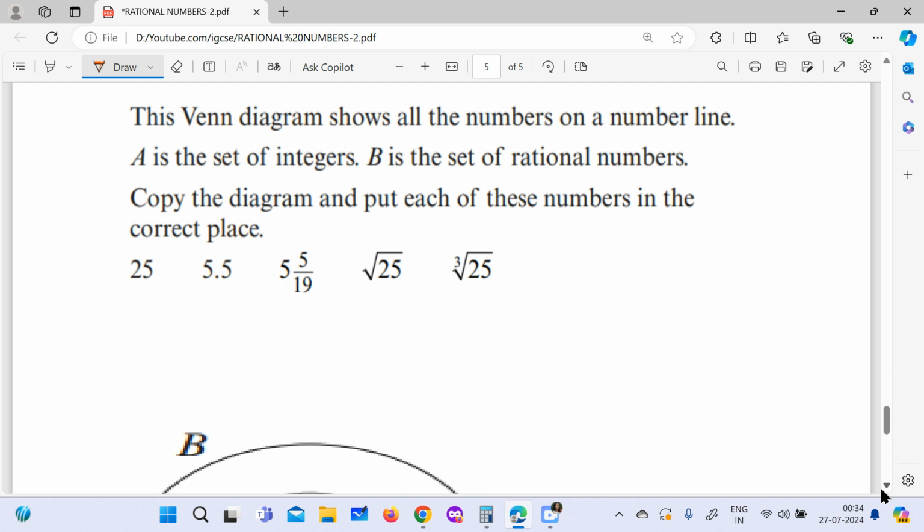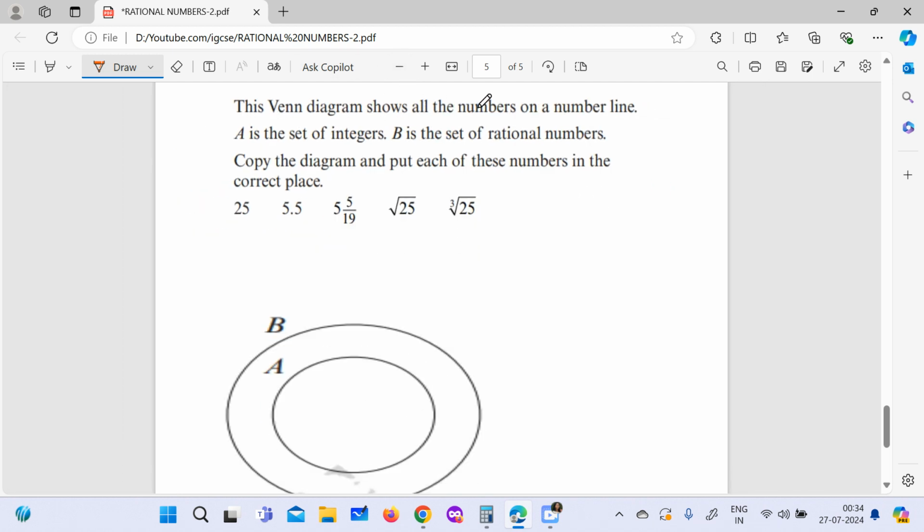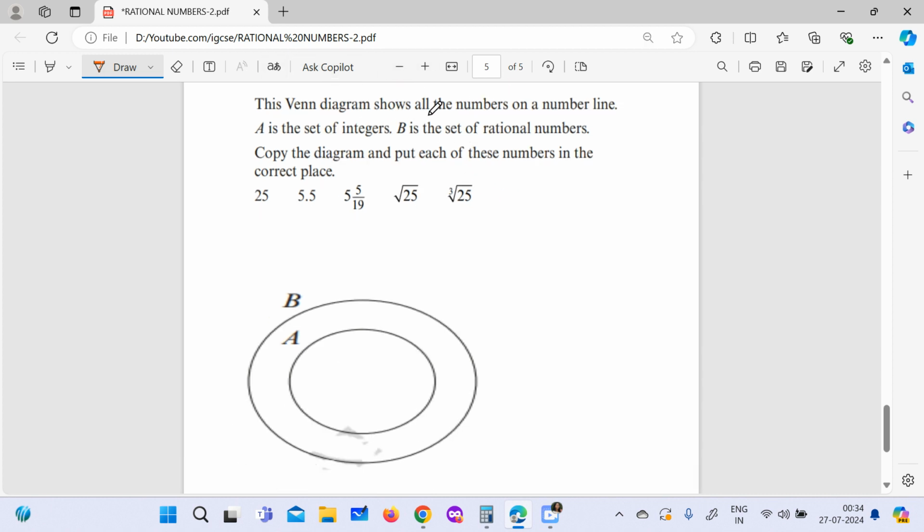Okay, so this is the last question of this topic. This Venn diagram shows all the numbers on a line. A is the set of integers, B is the set of rational numbers. Copy the diagram and put each of these numbers in the correct place. So what it says is that A is integers and B is rational numbers.